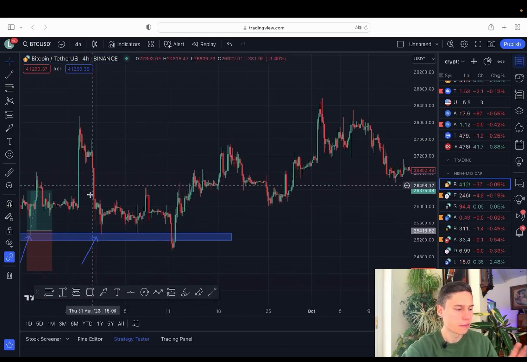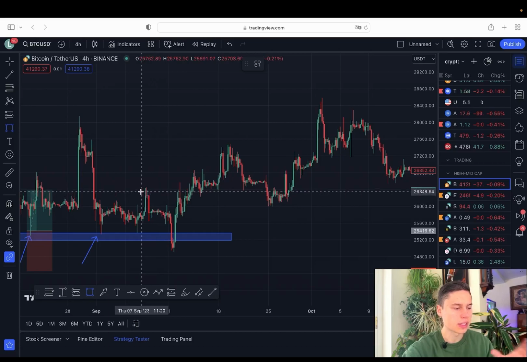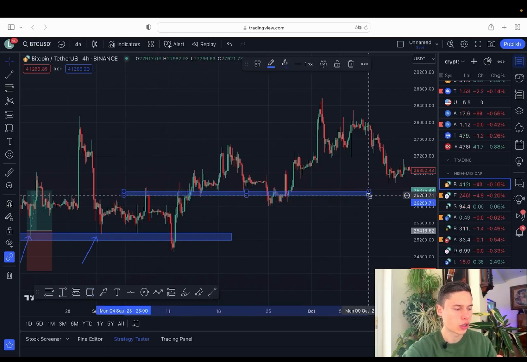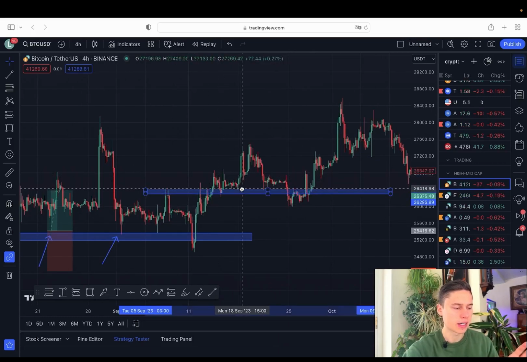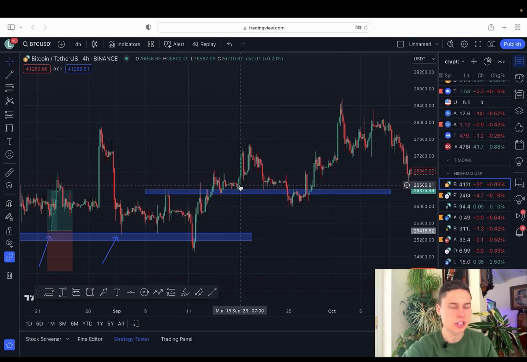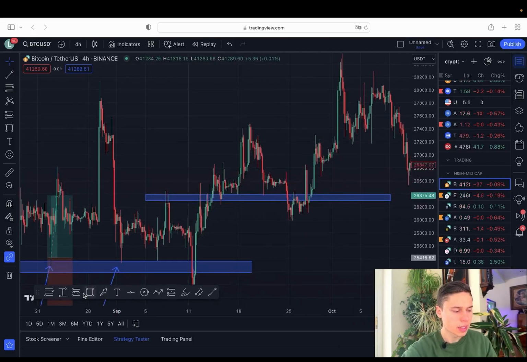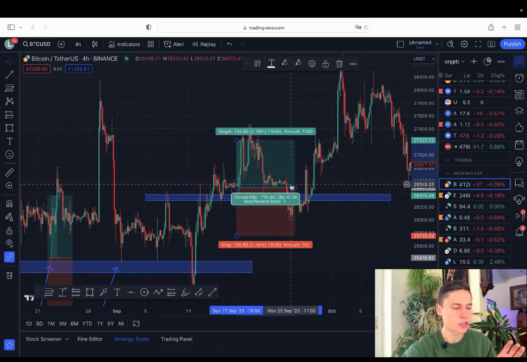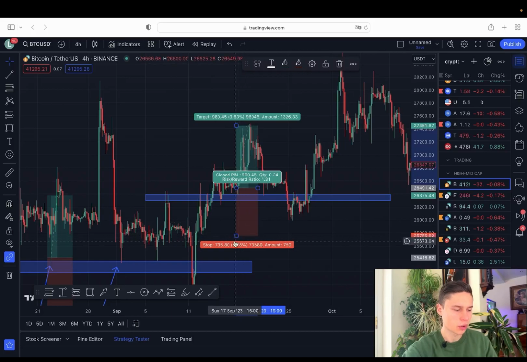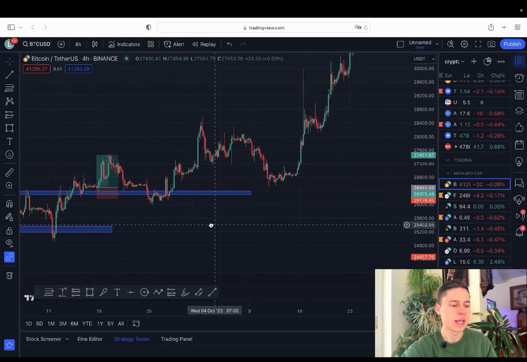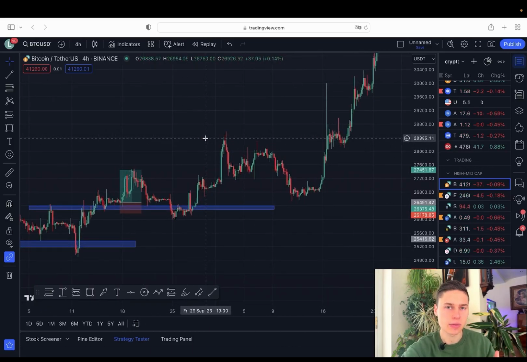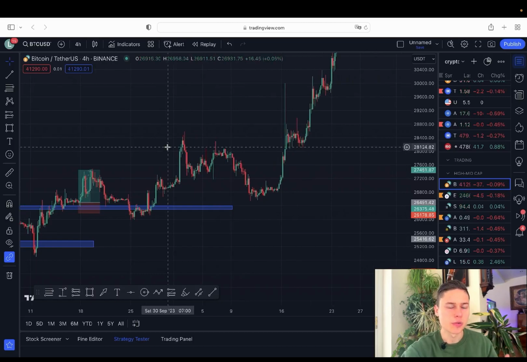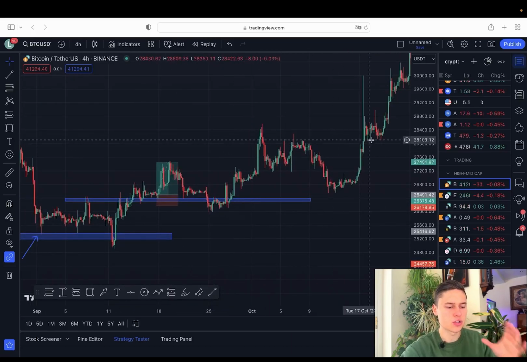So for example, if I draw the level like this, it doesn't matter where I draw it. Imagine I draw a level over here. First of all, we had a touch over here, and then we have another touch. So at the second touch, the level is confirmed. And as you can see, if I would have opened a buy position like this, I would have made great profits. So if you're trying to figure out whether there is a level, look at the touches, and if there is more than one touch, then there is a level, because the price is not just magically reversing on the same price. It reverses because there is either a support or resistance level.